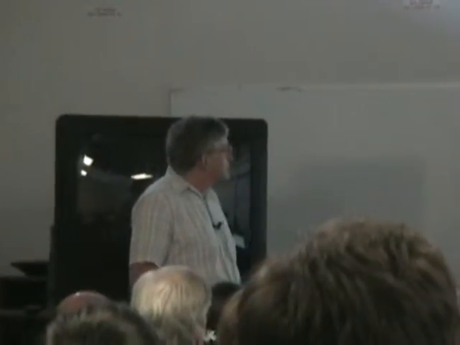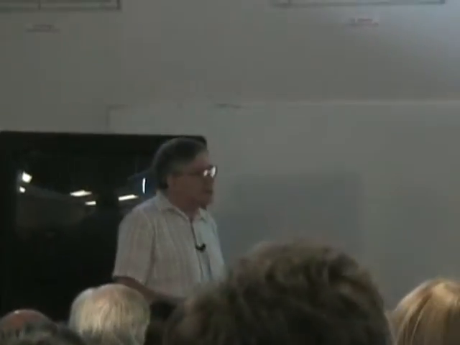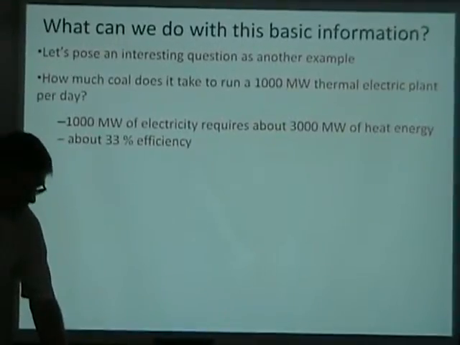Now, 1,000 megawatts of electricity requires almost 3,000 megawatts of thermal energy, because there's only about a 33 to 35% efficiency, except for the very modern coal plants that get upwards of 40%. So it means you've got to put in 3,000 megawatts of heat energy to get the 1,000 megawatts of electric energy out of it. But the 33% efficiency. So that tells us how much energy we're using.